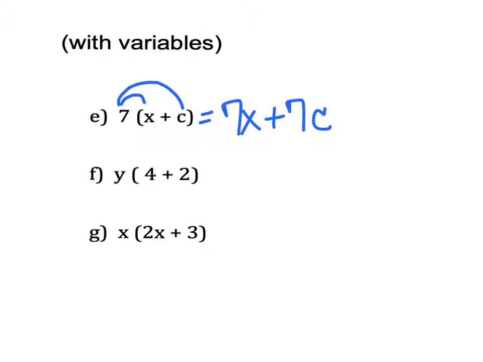Letter F. Y is being distributed to the 4 plus 2. Using the distributive property rather than the order of operations, we can take the y times the 4, which gives us 4y, and the y times the 2, which gives us 2y.